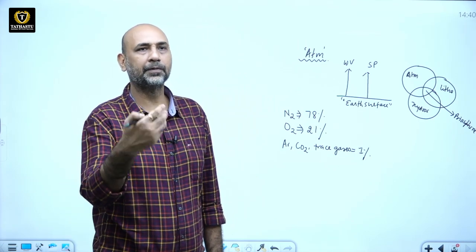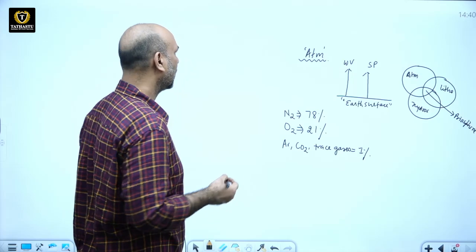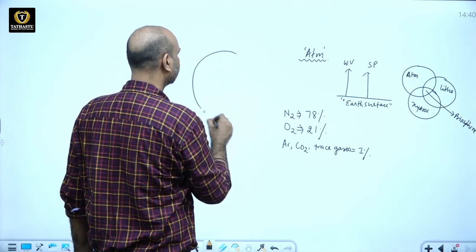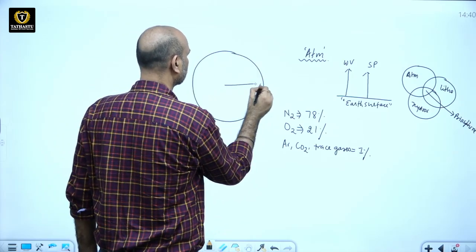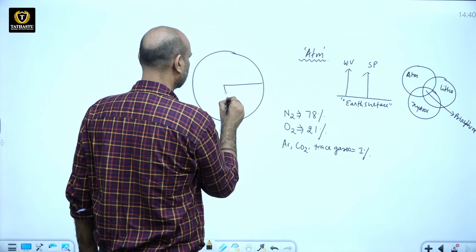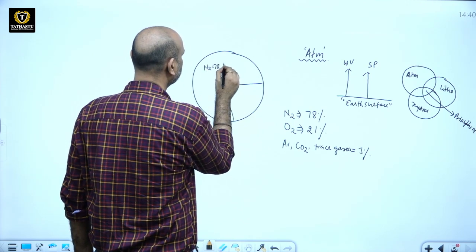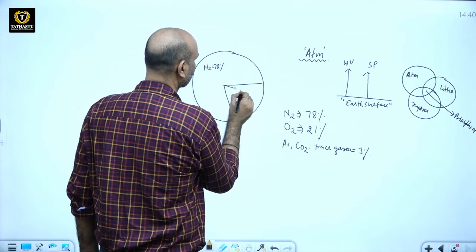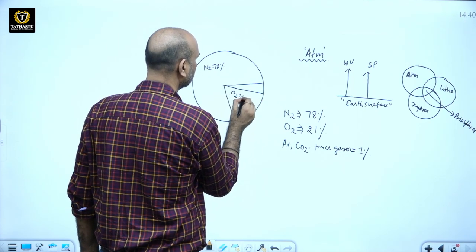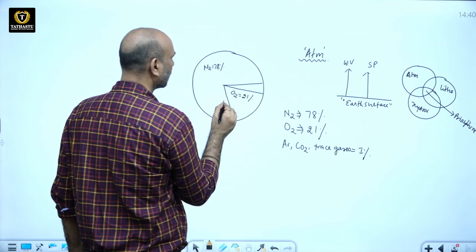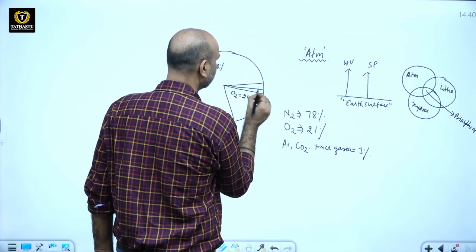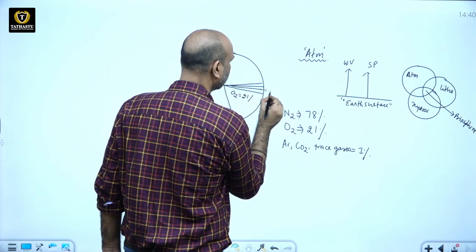Now we need to represent it. That is by using pie diagram. So nitrogen is 78%. Oxygen is 21%. And rest we can write like this. Like we can extend this.